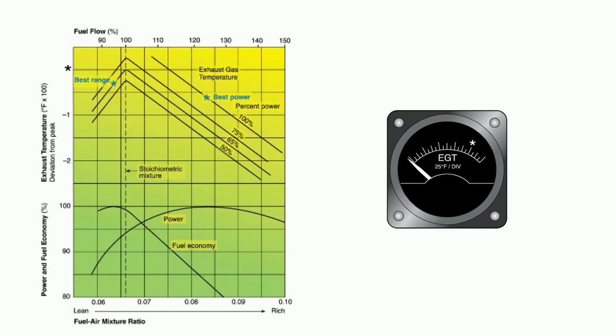So we can lean past that peak exhaust gas temperature and we can run a lower fuel mixture, which means we're more efficient. We can fly further for cheaper and everybody's happy. And that is all because of this gauge right here, the EGT. That's what makes that possible. When we can monitor closely our exhaust gas temperatures, it allows us to run that lean of peak.